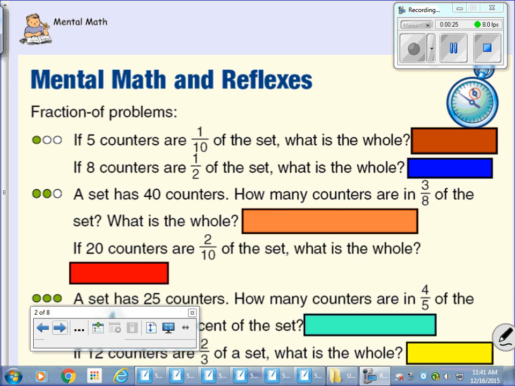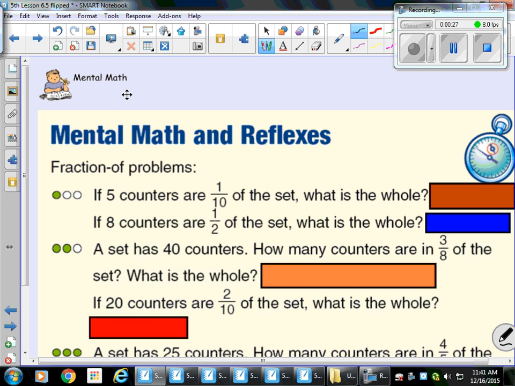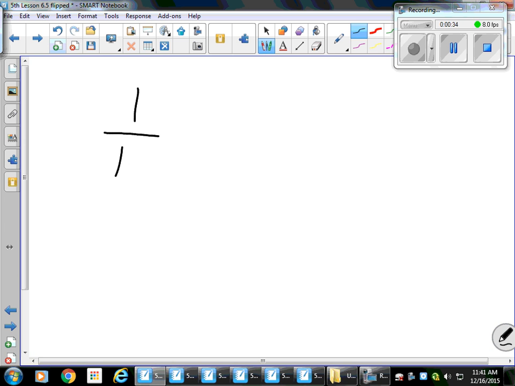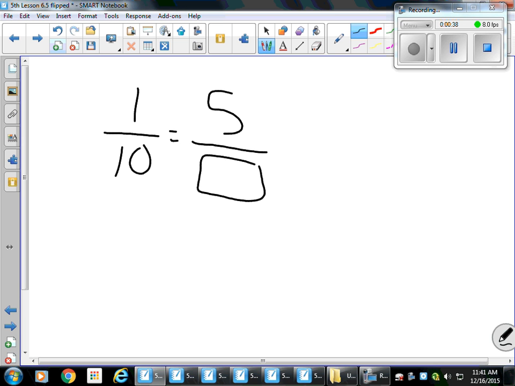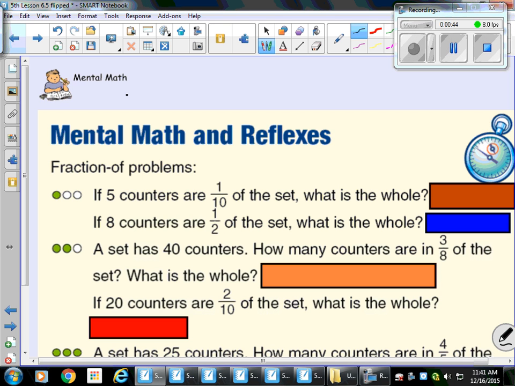If I have 5 counters, which is 1/10 of the set, what is my whole? So that means the 5 is the numerator. So I have 1/10, which equals 5 as my numerator. I want to find the whole. 1 times 5 is 5. 10 times 5 is 50. 50 is my answer. That is my whole.